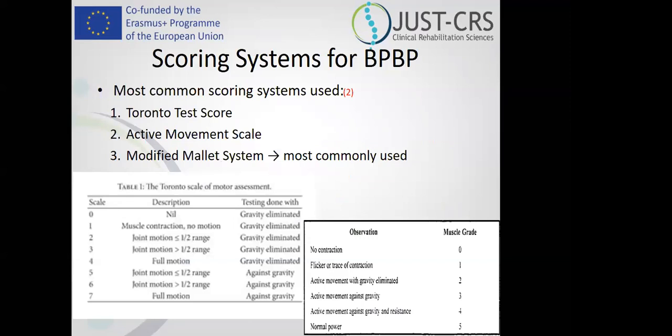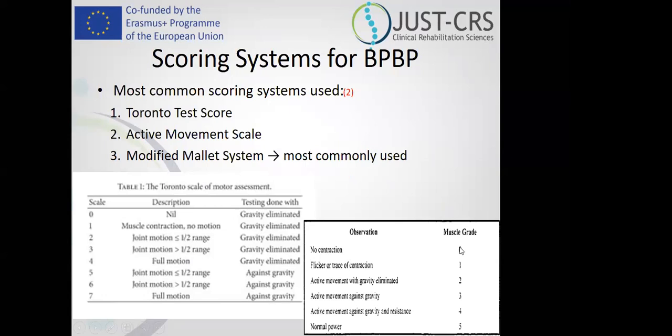Many scoring systems can be used for brachial plexus birth palsies, such as the Toronto Test Score, the Active Movement Scale, and the Modified Mallet System, which is the most commonly used. The Toronto Test Score is a scale from 0 to 7, which relies mainly on muscle contraction and movement. 0 means nil, which is no contraction at all, and 7 means full motion against gravity.